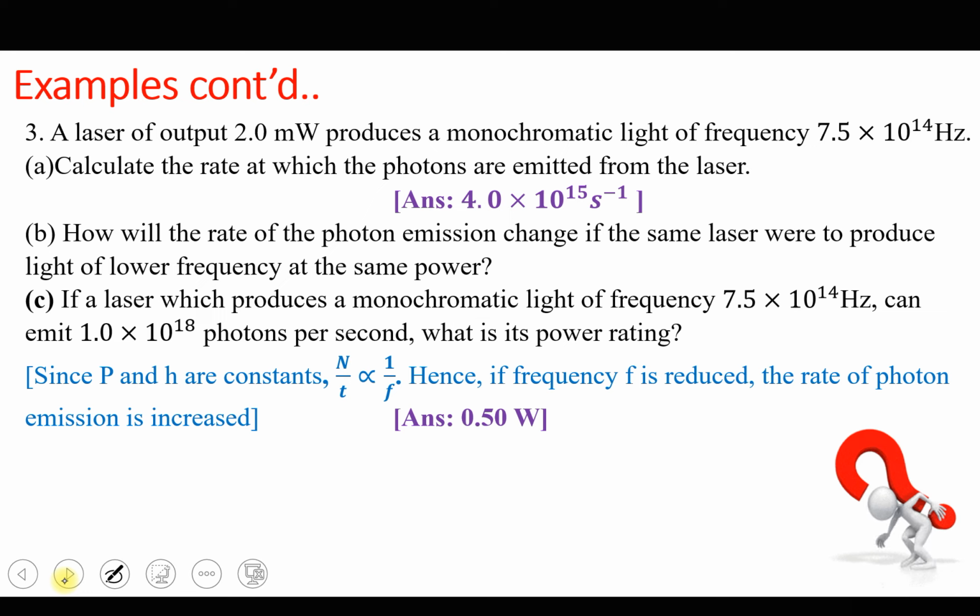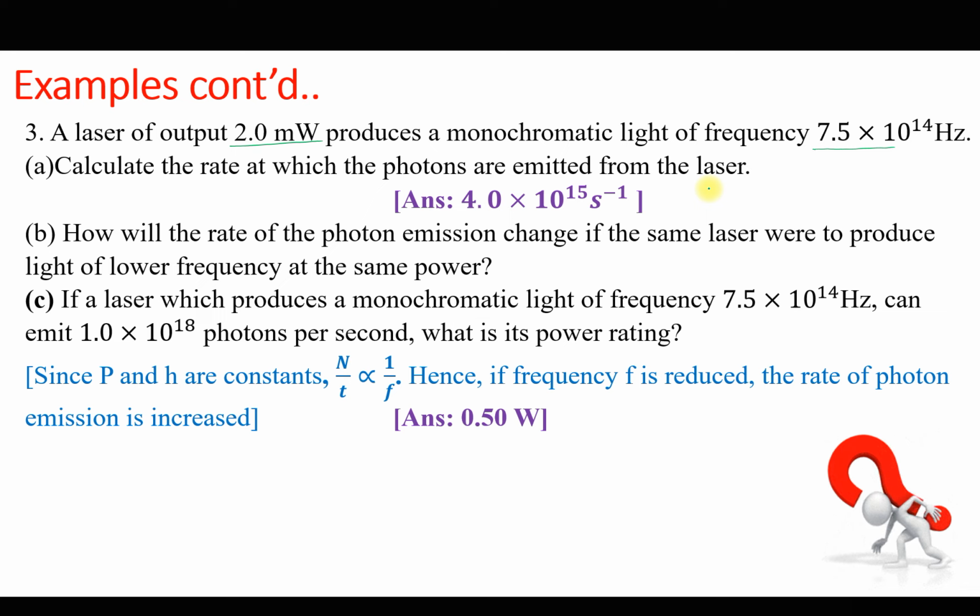A laser of output 2 milliwatts produces a monochromatic light of frequency 7.5 times 10 to the power of 14 hertz. Calculate the rate at which the photons are emitted from the laser. We want the rate at which the photons are emitted from the laser. Okay, I don't have enough space, but I'm going to use this space here. I can use this space and rub it out after.